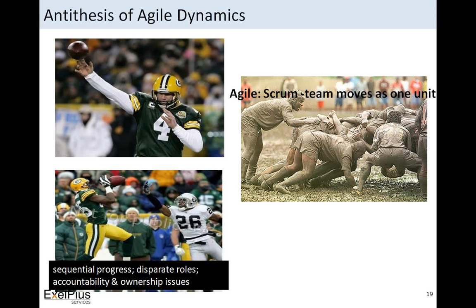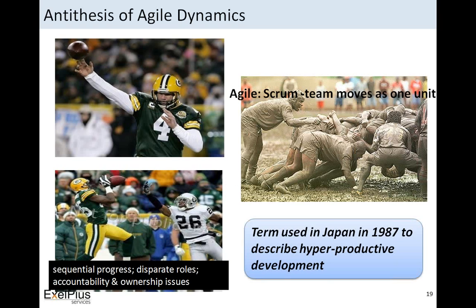If you look at Scrum, the team always moves as one unit. If you look at these pictures on the left hand side, they show sequential progress and the roles are not clearly mentioned here. Accountability and ownership issues arise when the roles are not clearly defined. Whereas here, since the entire team moves as one unit, the entire team is accountable, and the entire ownership lies with the entire team. It's not that one person is away from the team's way of working. So everybody moves as one unit.